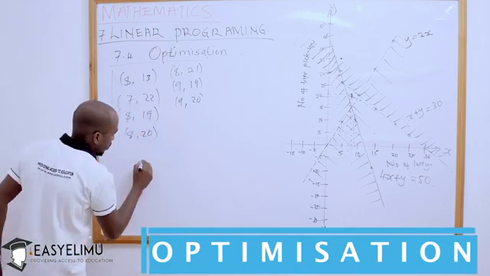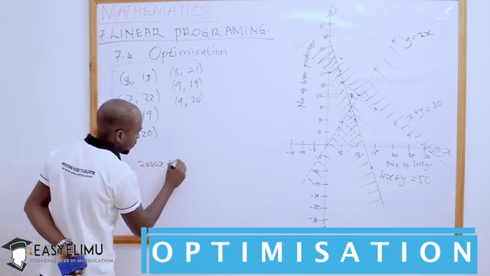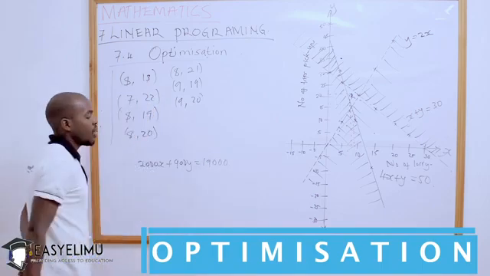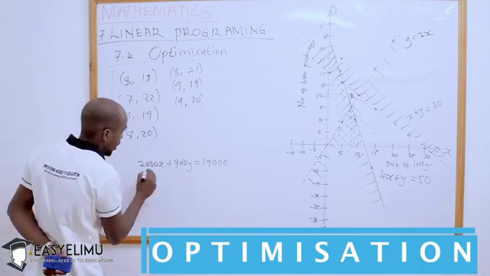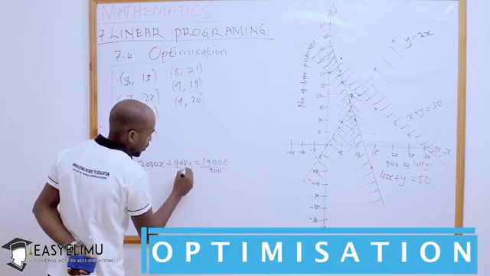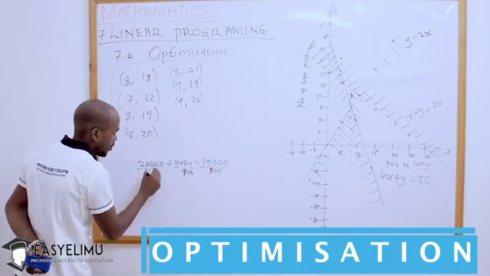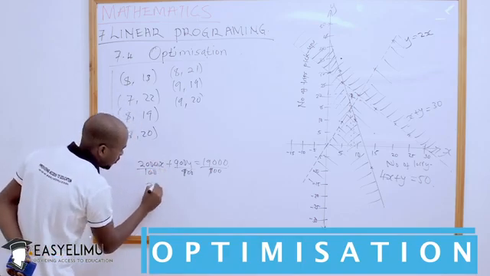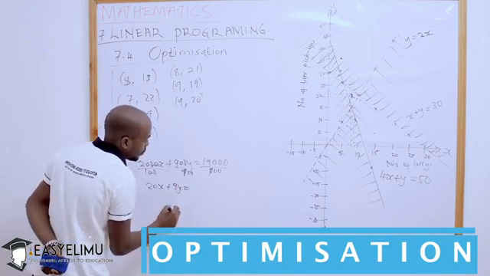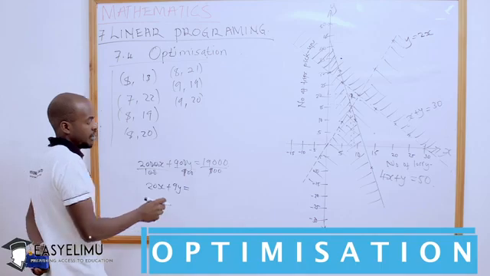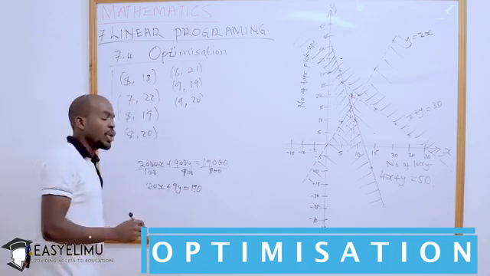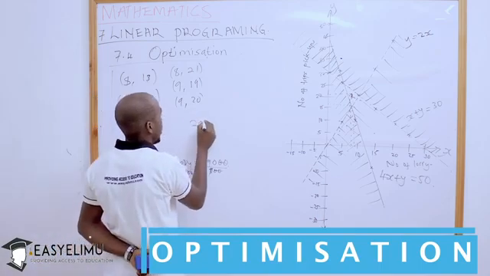So we shall say 2000x plus 900y is equal to 19,000. Having that, we can still simplify our function by dividing by 100 to make it simpler. So we shall have 20x plus 9y is equal to 190.